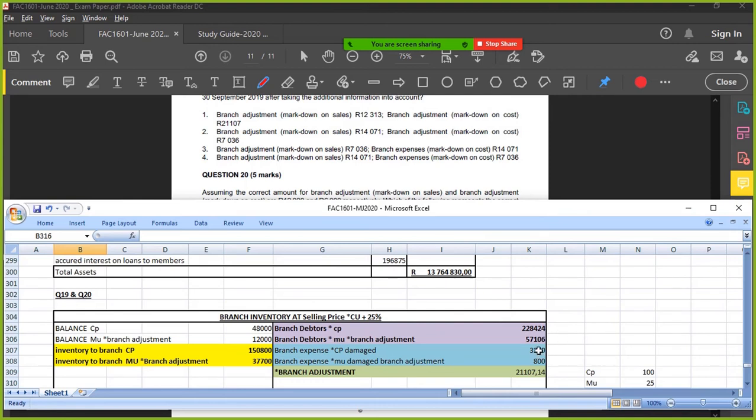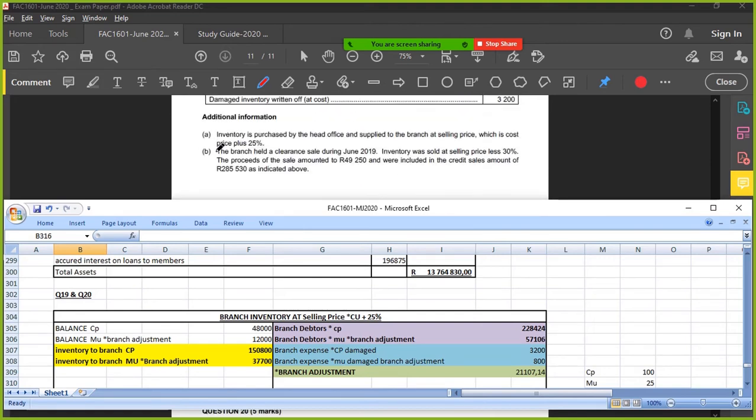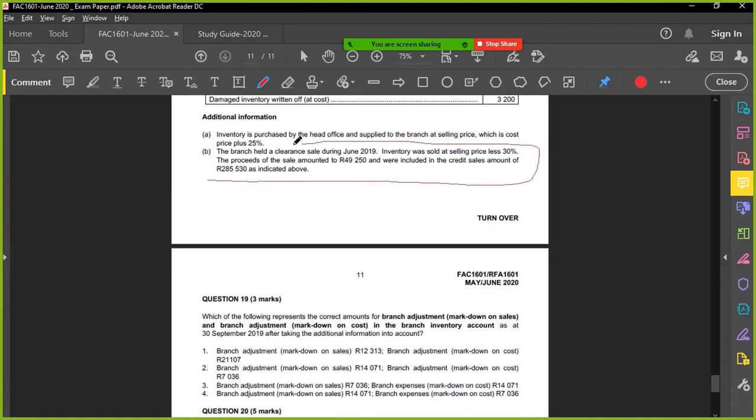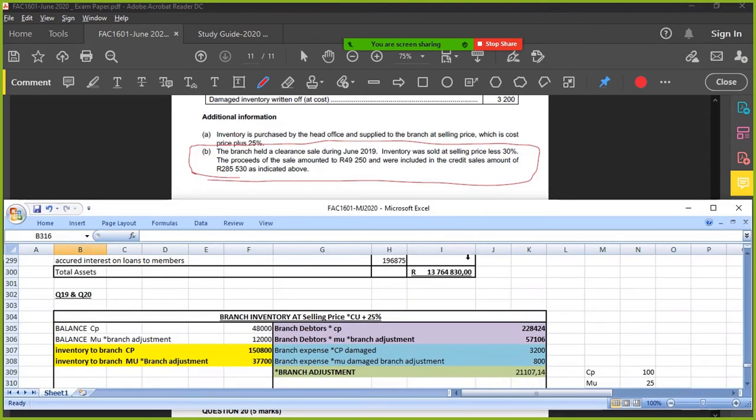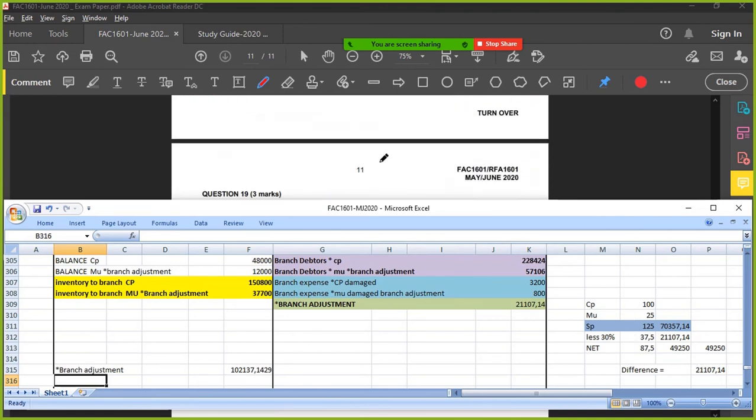Hold on, do you see what they're asking for here? They're asking for two separate things here. Markdown on sales. The markdown on sales was for this. Do you agree? Yes. Okay, the markdown on sales was 21107. Do you see that? Yes. Okay, that's the markdown. That was fine.